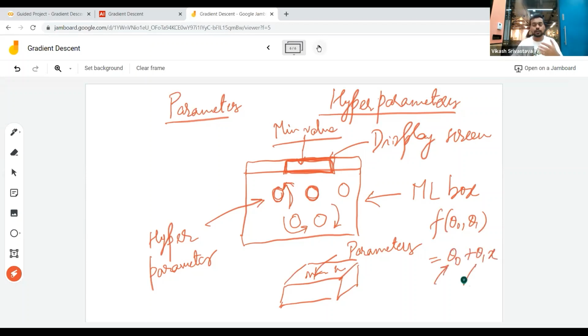We'll not be able to control them directly, but there will be some knobs from the outside that we'll have access to, and we can play around with them. And once we move them around, we'll be able to change the values of these theta naught and theta 1.